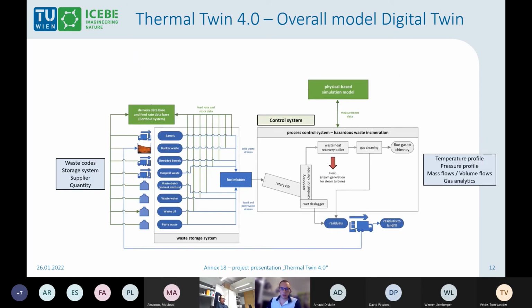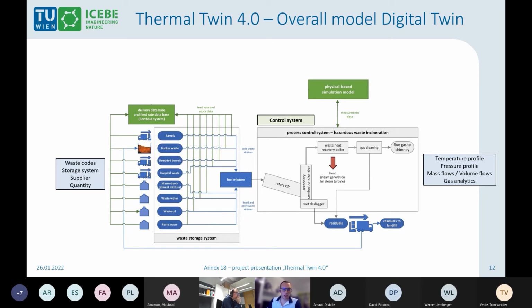So back to the scheme, to the overall idea. We have this physical-based simulation model, which calculates, based on the measurement data, due to the overdetermined system, a time-dependent fuel mixture which was fed into the rotary kiln.